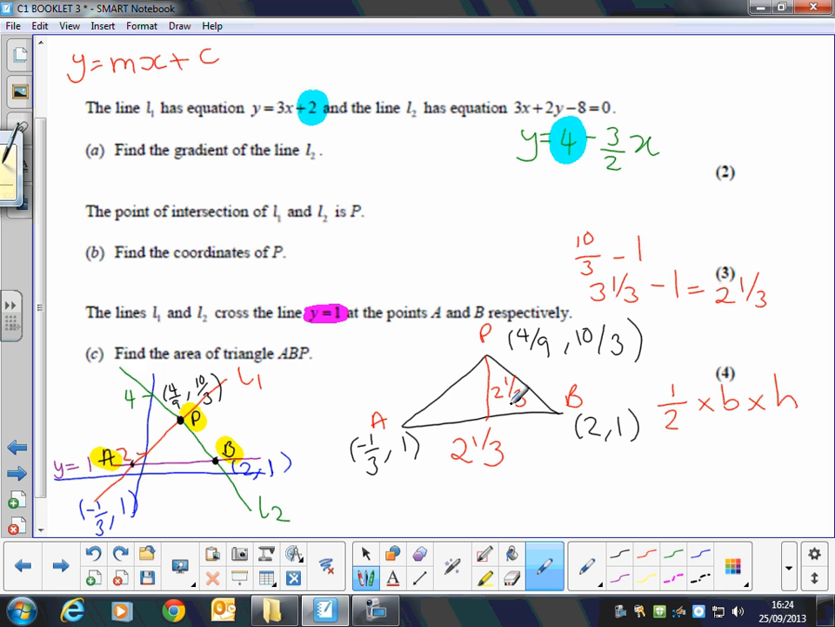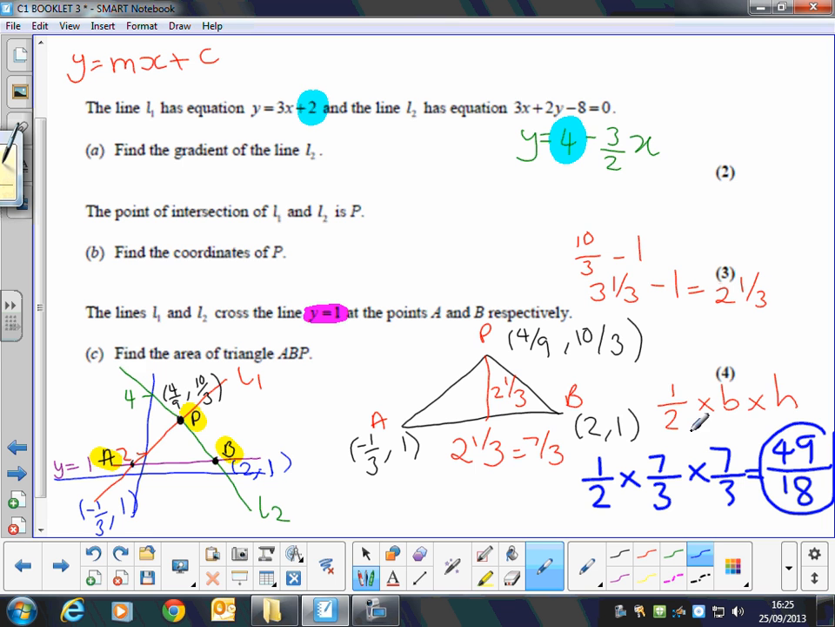So I've got my base, I've got my height. So now I need to put it into this formula here. So I'm just going to change the 2 and a third to 7 over 3. So I've got a half times the base, which is 7 over 3, times the height, which is also 7 over 3. And then I need to multiply those together. So I've got 7 times 7, which is 49. And then I've got 3 times 3 times 2, which is 18. So this is the area for the triangle APB.